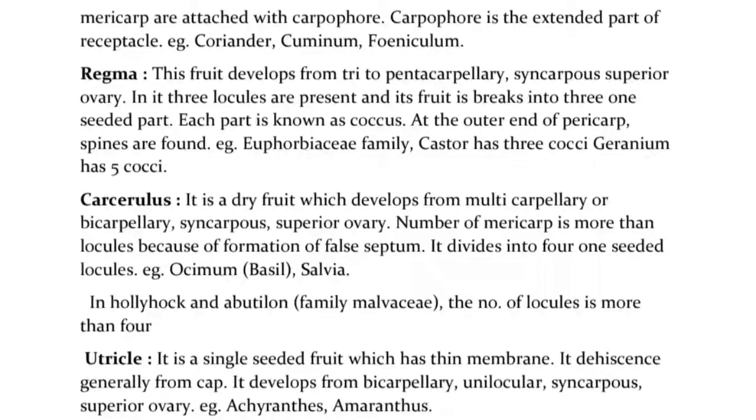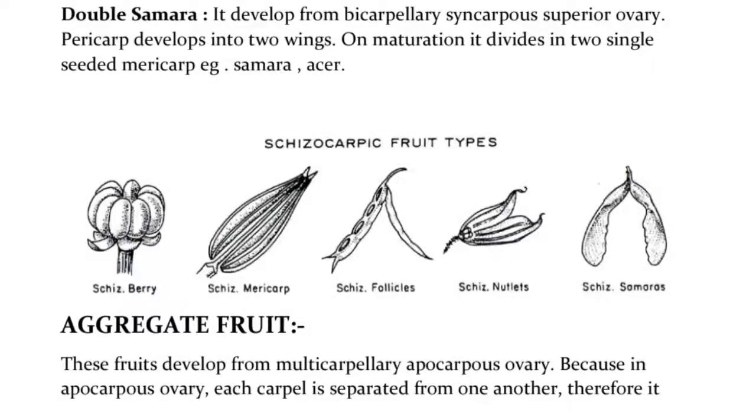Utricle. It is a single-seeded fruit which has a thin membrane. It dehisces generally from the cap. It develops from a bicarpellary, unilocular, syncarpous, superior ovary, e.g. Achyranthes, Amaranthus. Double samara: it develops from a bicarpellary syncarpous superior ovary. Pericarp develops into 2 wings. On maturation, it divides into 2 single-seeded mericarps, e.g. Acer.